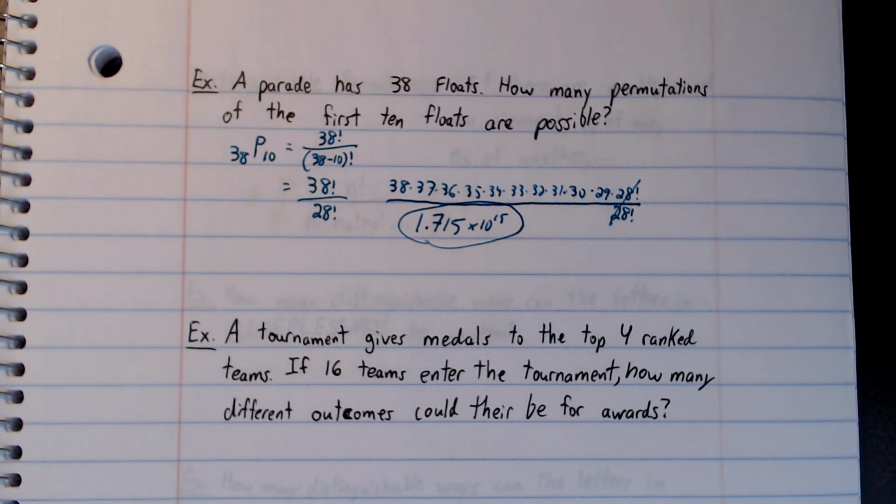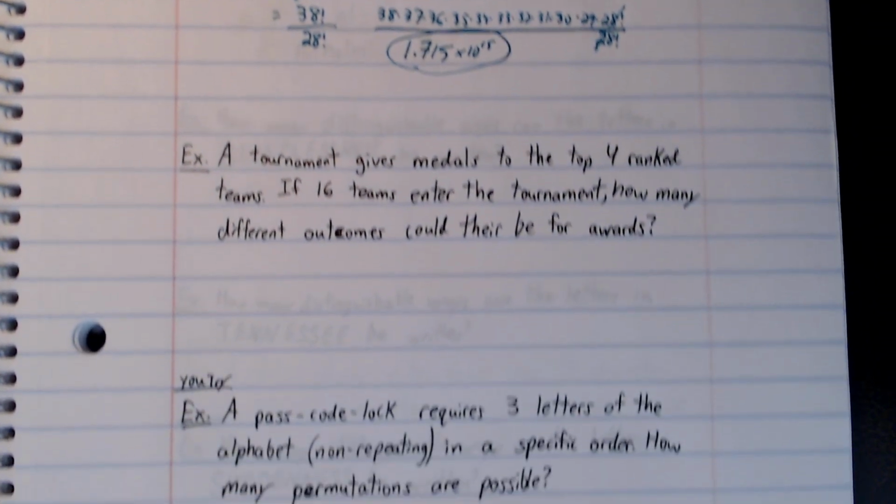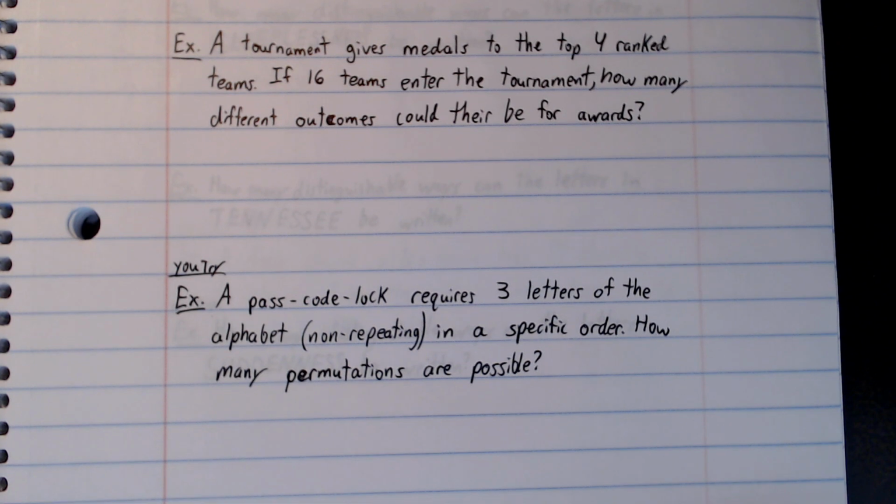Yeah. All right, cool. So we've got another problem right here. A tournament gives medals to the top 4 ranked teams. If 6 teams enter to win the tournament, how many different outcomes could there be for awards? So this is a little more reasonable, right? Like if you play volleyball and you go to the tournament for Division 1 states, there's only 16 teams that are entered to win. How many could get top 4?